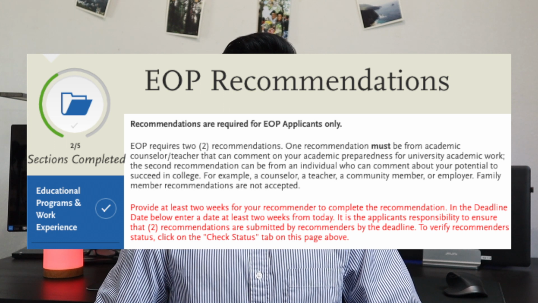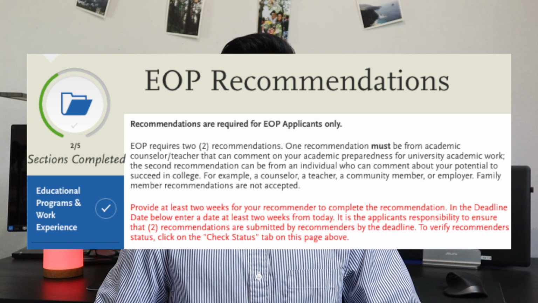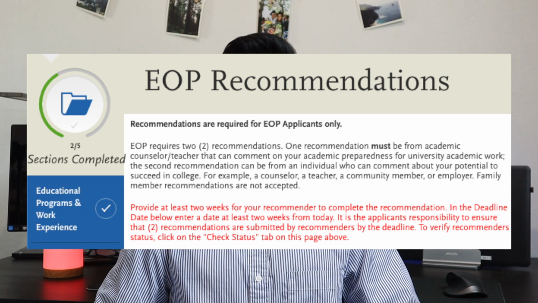And the last step of the EOP application is the letters of recommendation. The EOP office requires 2 letters of recommendation. One from an academic counselor or teacher that has information about your academic preparedness for college coursework, and another recommender who can simply discuss your ability to succeed in general.